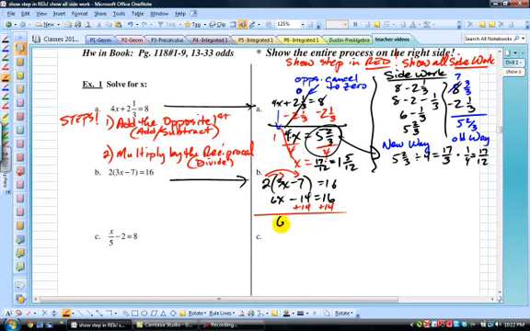And what do you get? You get 6x equals 16 plus 14 is 30. And it should be clear that 6 times 5 is 30, so x has to be 5. Divide both sides by 6 right here.